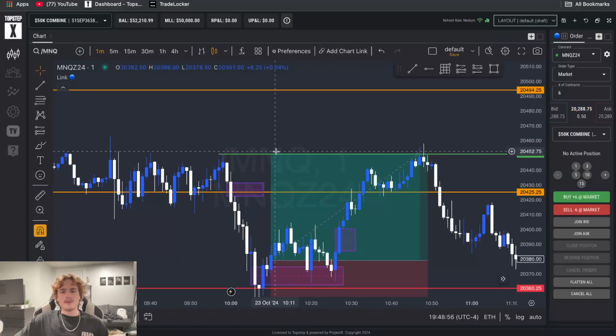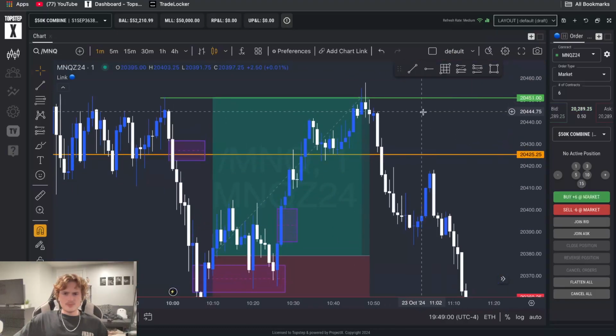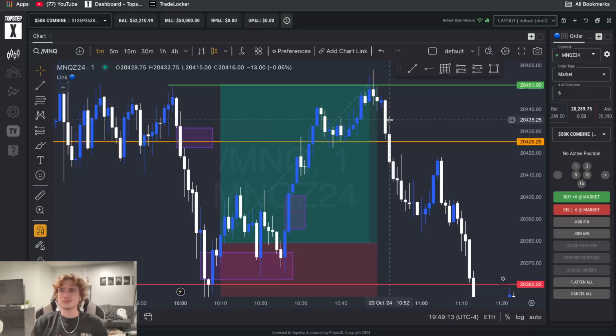So I had my first take profit and ended up taking everything off right there. I took, I believe, 3 of my 5 shares off right here, and then about 2 off right here. It was a 5 contract trade, and we ended up making about 660 on this trade.